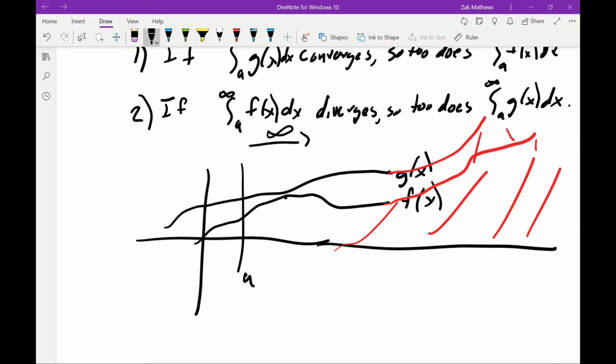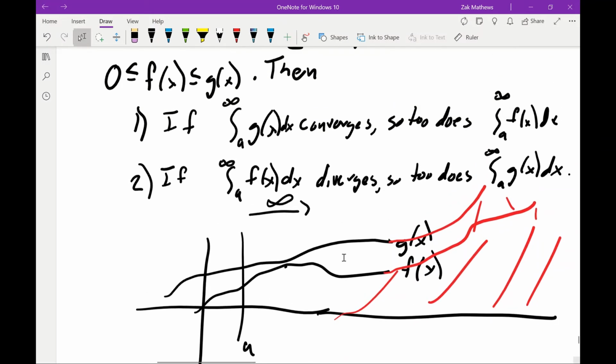Now, notice, what does it say if g of x diverges? Nothing. If g of x is diverging, well then f of x is smaller. F of x could still be converging down, and g of x could still be blowing up. Or if f of x is converging, g of x could be diverging, we don't know, right? So we only have the one-way limit on this. If the larger function is converging, the smaller function converges.